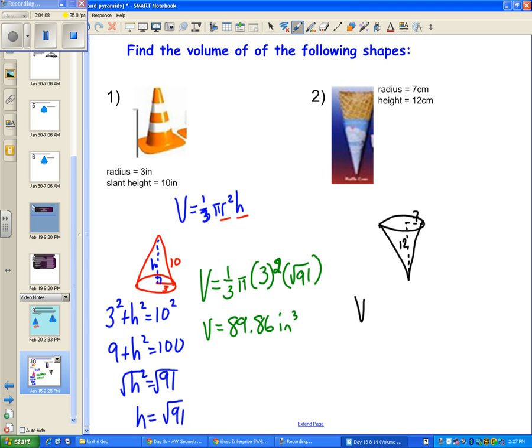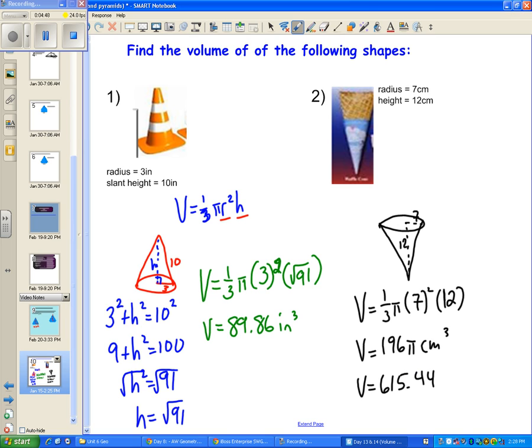The volume is 1/3 times pi times the radius squared times 12. I can leave this in terms of pi if I want, and that would be 196 pi, because I'm not getting a decimal when I multiply the 1/3 times the 7 squared times the 12. And this would be centimeters cubed. Now if I multiply the 196 times 3.14, I'll get a volume of 615.44 centimeters cubed approximately, and so it'll just depend.